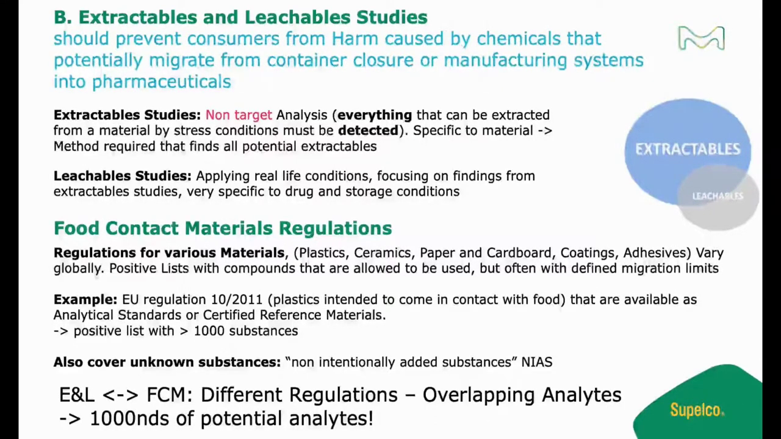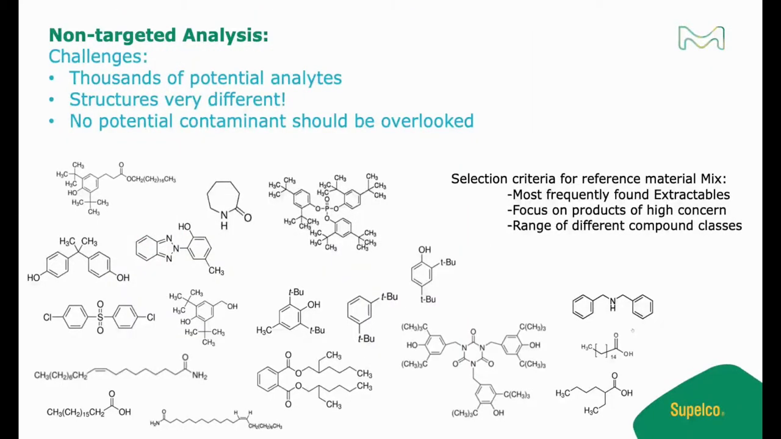So, extractables and leachables and food contact materials do have a different regulatory background, but a lot of the target analytes are widely overlapping. Still, we are facing thousands of potential contaminants. This means that the analysis is usually not target-specific. A big challenge is that no potential contaminant should be overlooked in the analysis, while there are thousands of potential analytes with very different structures.